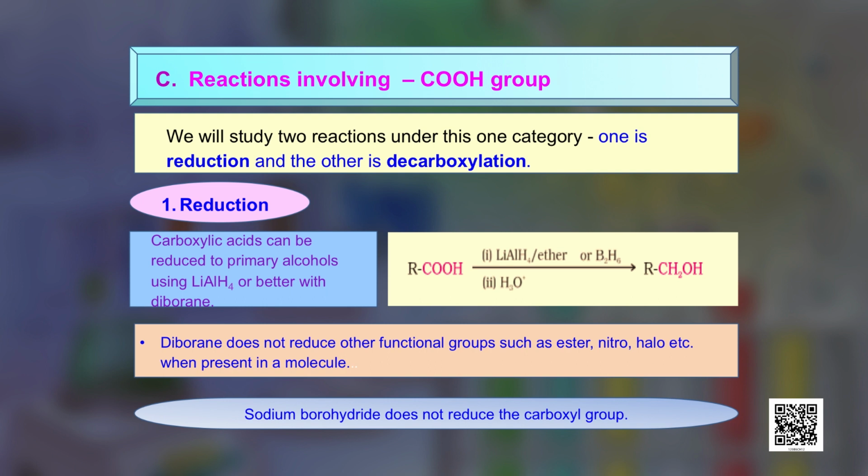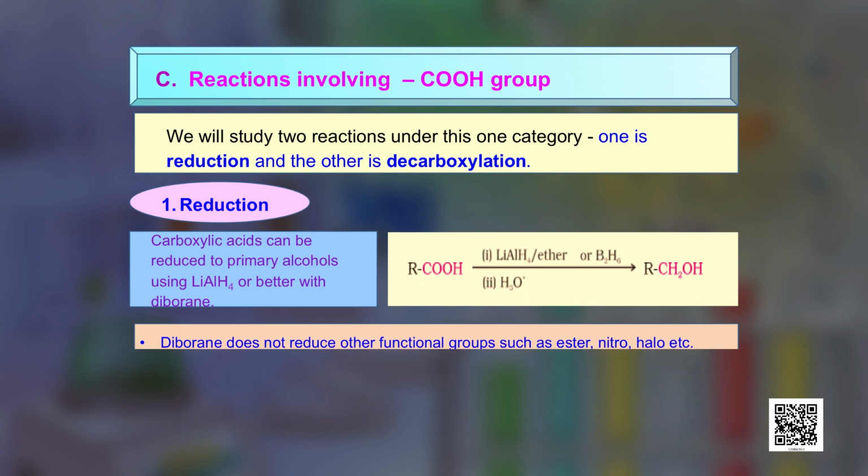Diborane does not reduce the other functional groups such as an ester, nitro group, or halo groups when they are present in a molecule. Sodium borohydride does not reduce a carboxyl group. The second reaction in this category is decarboxylation.